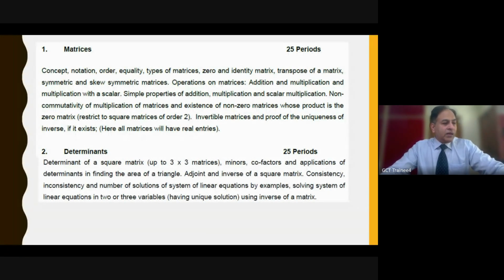So I am again giving a chance, opening the microphone so that if you wish to ask anything from matrices and determinants, you can. I prefer to use the chat box. Sir, am I audible?